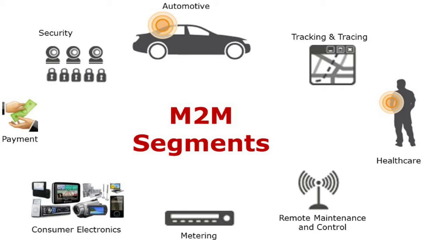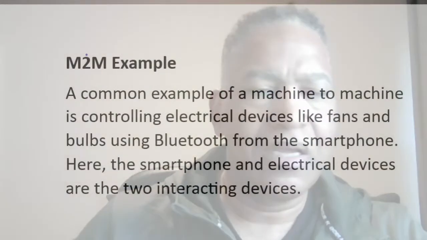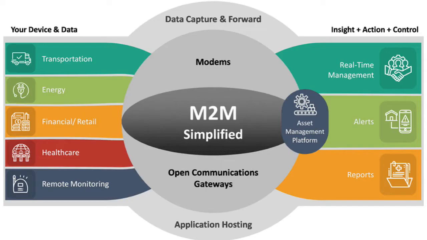Various applications such as defense, monitoring devices, tracking, production, facilities management are provided by M2M communications. M2M technologies may be present in offices, shopping malls, houses, and many other places. A common example of machine-to-machine is controlling electrical devices like fans or light bulbs by Bluetooth with your smartphone. Here, the smartphone and the electrical devices are the two interacting devices with each other. Okay?